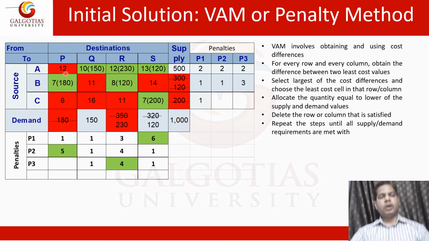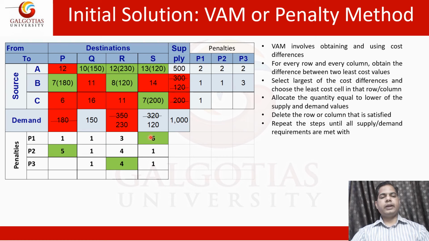Now for the P column, that is, the P destination, the costs are 6, 7 and 12. So the minimum costs are 6 and 7, and the penalty is 1. In the Q column, the costs are 10, 11, 16, so the difference of 10 and 11 is 1. In the R column, the costs are 12, 8 and 11, so 8 and 11 give a difference of 3. Here, 13, 14, 7: 7 and 13 give a difference of 6. Out of these penalties, we have to find the maximum value. So 1, 1, 3, 6, 2, 1, 1. Out of these 7 penalties, the maximum value is 6.